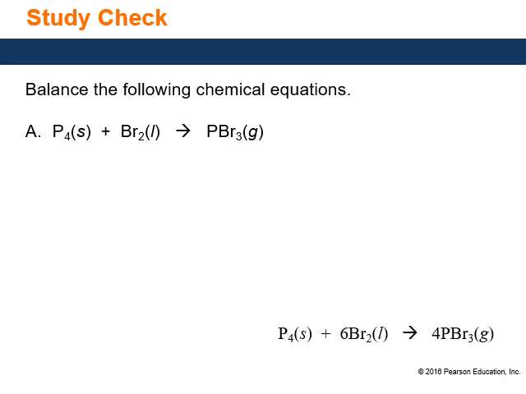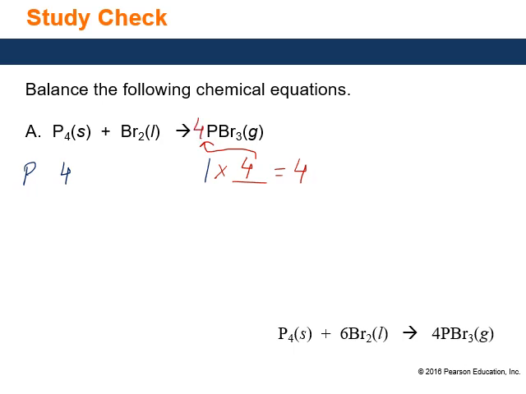Example, let's try to balance this reaction. So I have P4 plus Br2 gives me PBr3. If I start balancing, you pick one element at a time. For example, I'll pick phosphorus right here. How many phosphorus do I see on the left? I see 4. How many phosphorus on the right? 1. Which means I need 4 on the right side as well. So what should I multiply 1 with to get 4? I multiply it with 4, which means my new coefficient for this is 4.